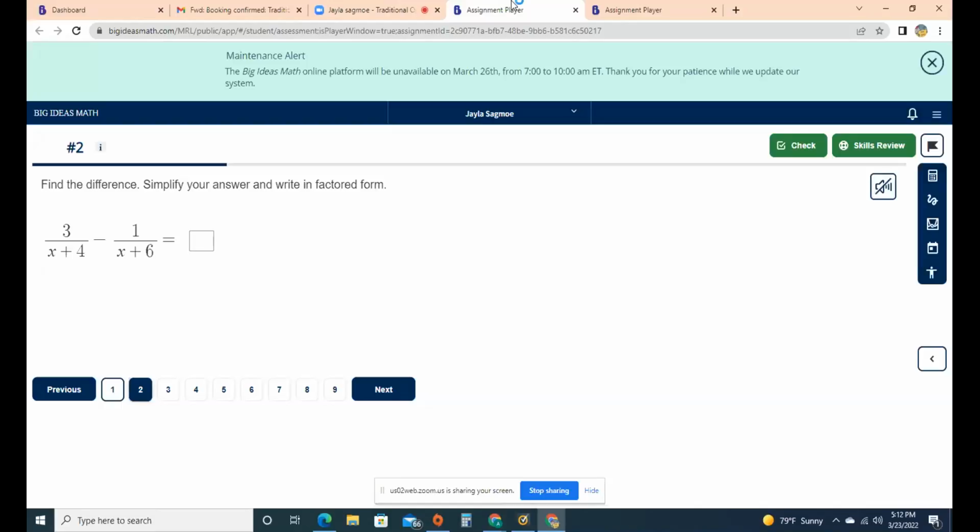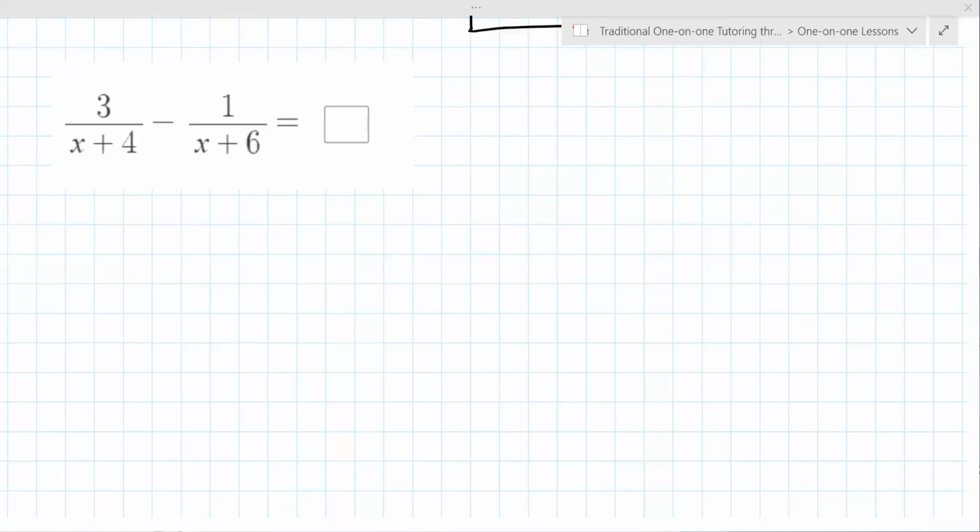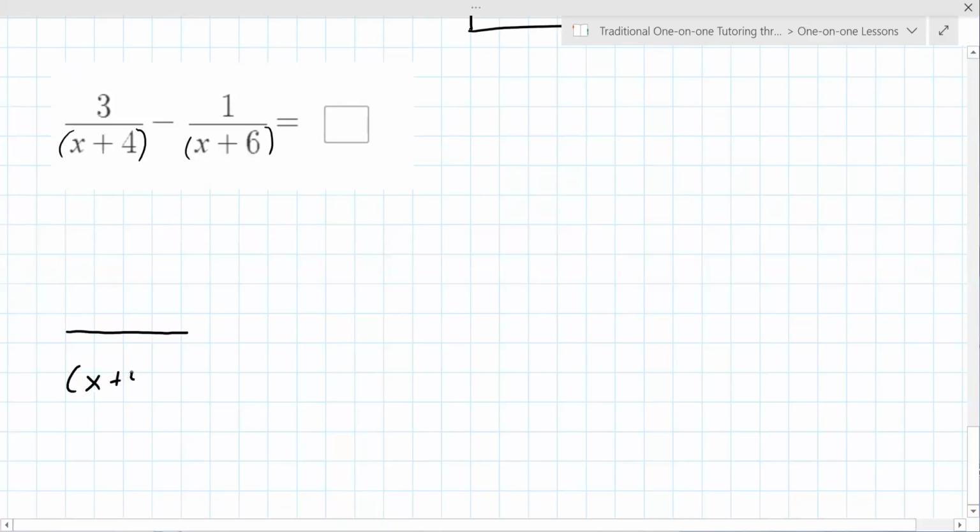All right, so this one, I think this one will be a little bit clearer when we do it together. All right, so the bottoms are not the same. Do you agree with that? Yeah. Okay, so the GCF for the bottom is x plus 4, x plus 6.